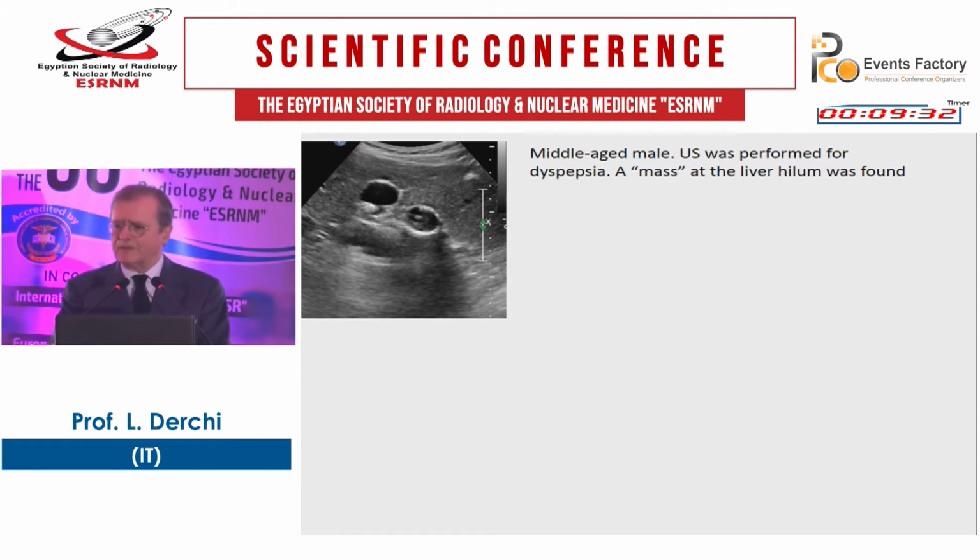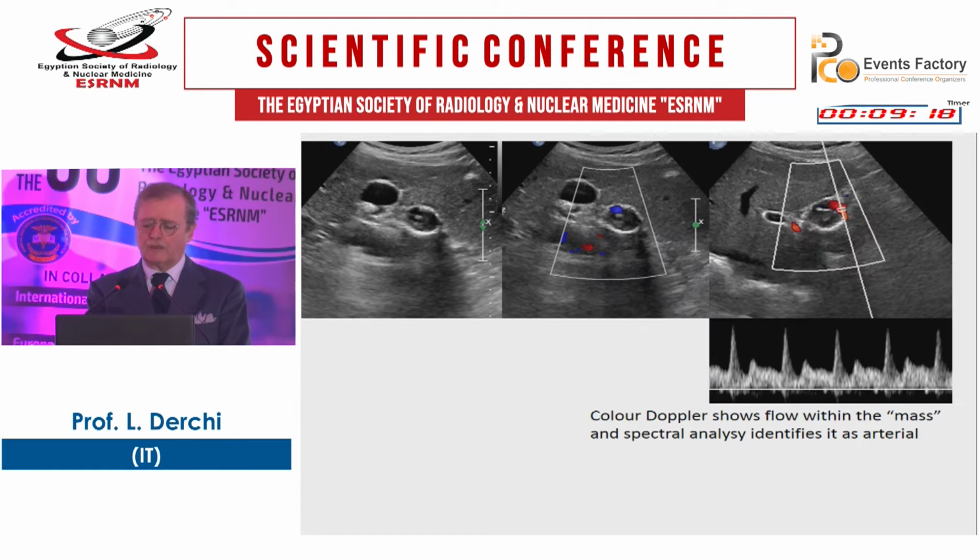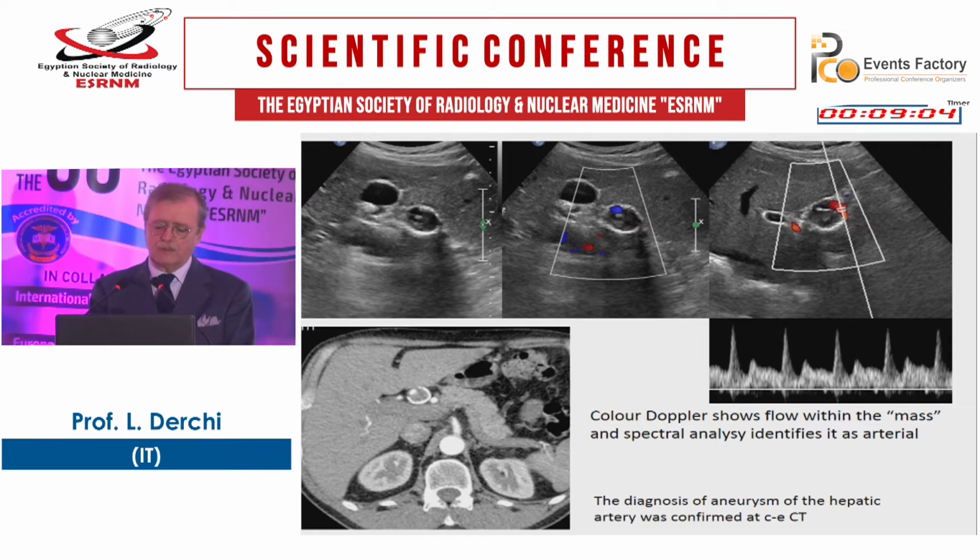This is another case, middle-aged male, ultrasound performed for dyspepsia, unknown specific symptom, and a mass at the liver hilum was found. Then light up the Colour-Doppler, light up the pulsed Doppler, and you will see Colour-Doppler shows flow within the mass, and spectral analysis identified it as arterial flow. The patient had an aneurysm of the hepatic artery, which was confirmed then by CT.